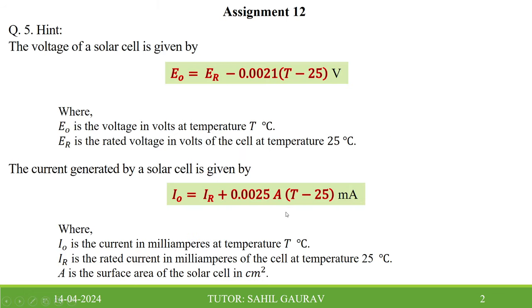In assignment 12, in question number 5, we have to determine the rated voltage and current of the solar cell at 25 degree Celsius. How will we find the voltage of the solar cell? The expression for the voltage of a solar cell is given by E naught is equal to ER minus 0.0021 (T minus 25), and all the E naught and ER are given in volts. Where E naught is the voltage in volts at temperature T degree Celsius, and ER is the rated voltage in volts of the cell at temperature 25 degree Celsius.